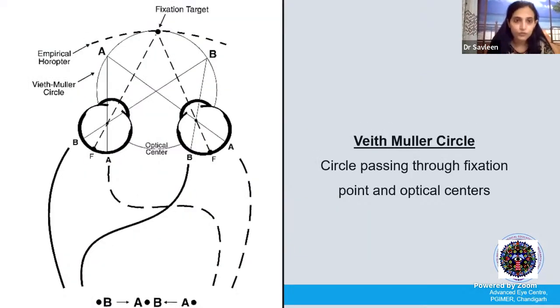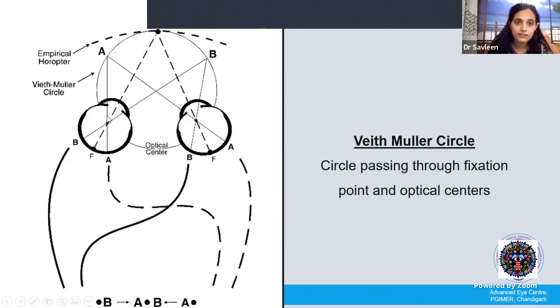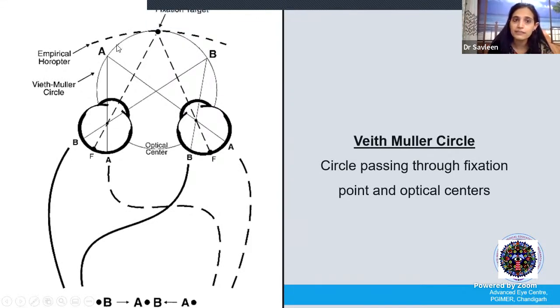After we have understood what the corresponding retinal points are, it was earlier believed that there is a circle passing through these corresponding retinal points and through the optical center, and any point lying on this circle would be seen as single. This is known as the Wieth-Muller circle. So a circle passing through the fixation point and the optical center is known as the Wieth-Muller circle.